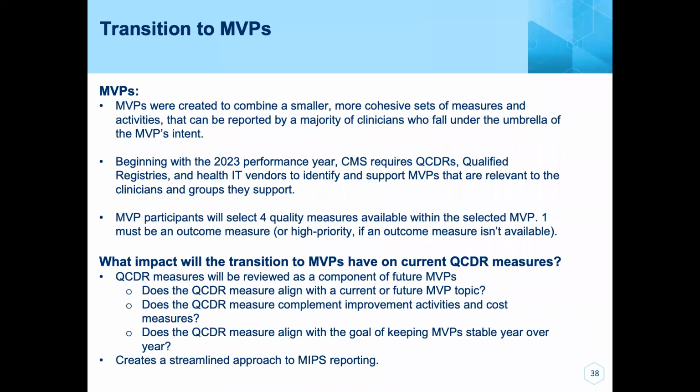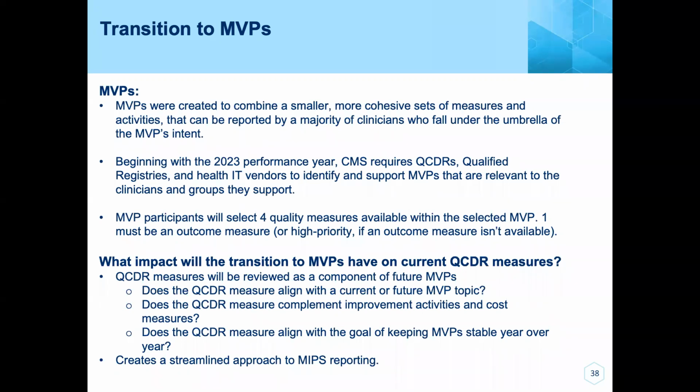MVPs were created to combine a smaller, more cohesive set of measures and activities that can be reported by a majority of clinicians who fall under the umbrella of an MVP's intent. Beginning with the 2023 performance year, CMS does require that the QCDRs and qualified registries, as well as health IT vendors, identify and support MVPs that are relevant to their clinicians and groups. MVP participants will select 4 quality measures available within the selected MVP. One of those must be an outcome measure or high priority if an outcome measure isn't available.